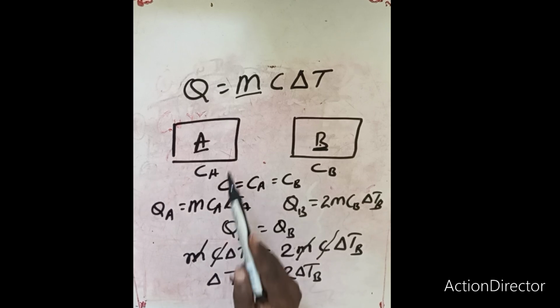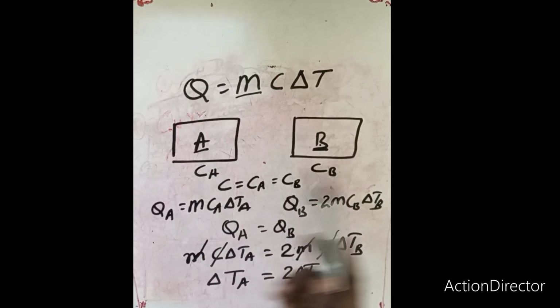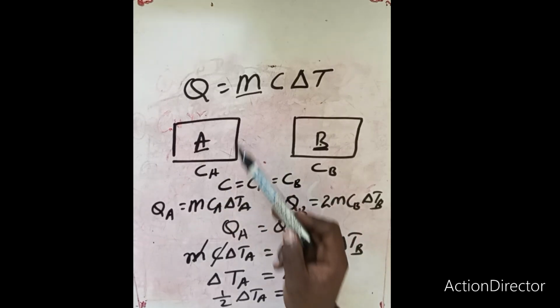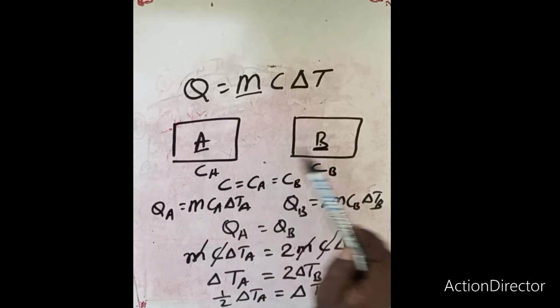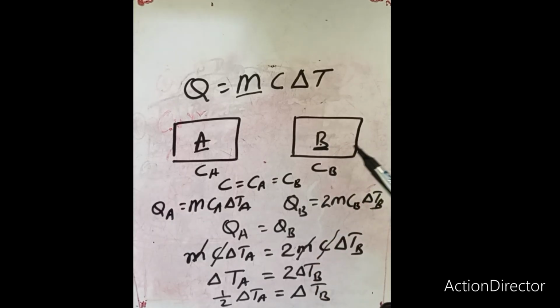That means if the change for B is 20 degrees Celsius, the change for A will be 2 times that, which is 40 degrees Celsius. The other way, dividing by 2, the change in temperature of B is half of the change in temperature of A. Since we supply the same heat, the change in temperature becomes larger for A, which has the smaller mass, and there is a slower change in temperature for B because its mass is 2 times.